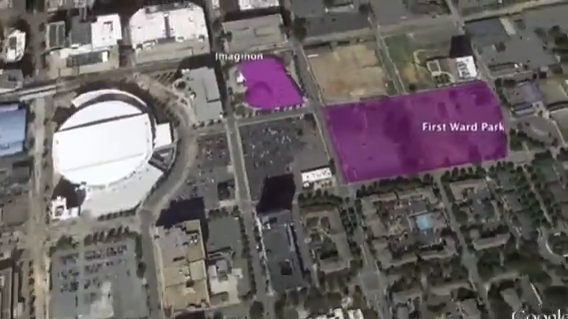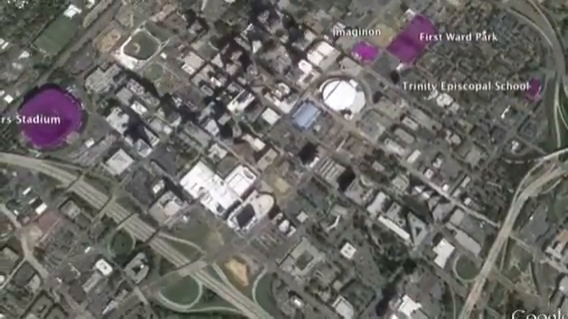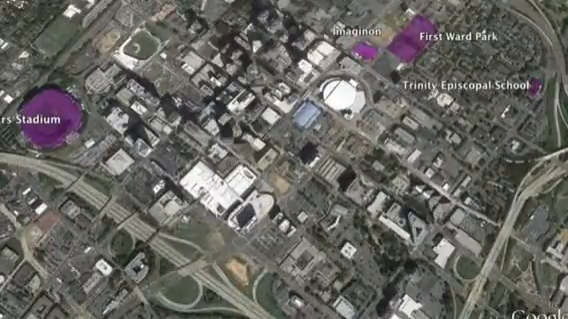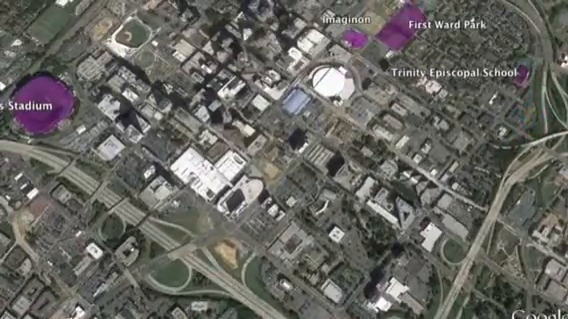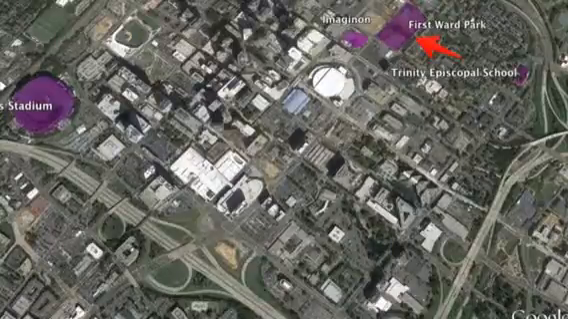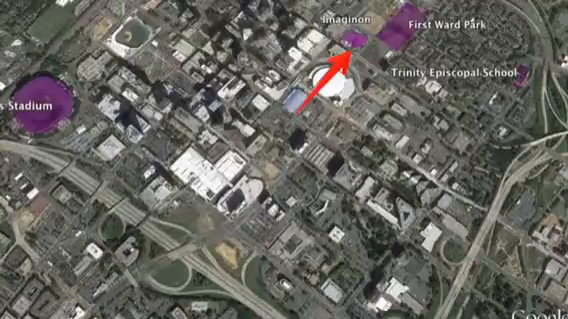And here's a view from our uptown area, and you can see we have Trinity here, First Ward Park right here, and Imaginon right here, and the Panther Stadium right here. All of this is pretty much in walking distance.